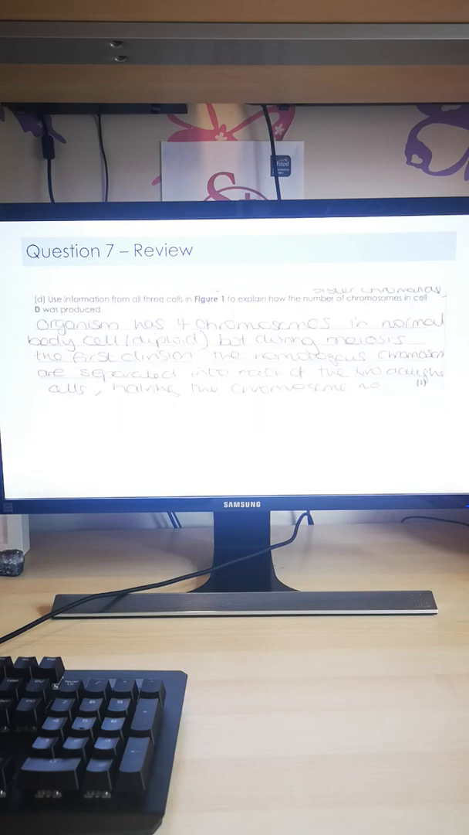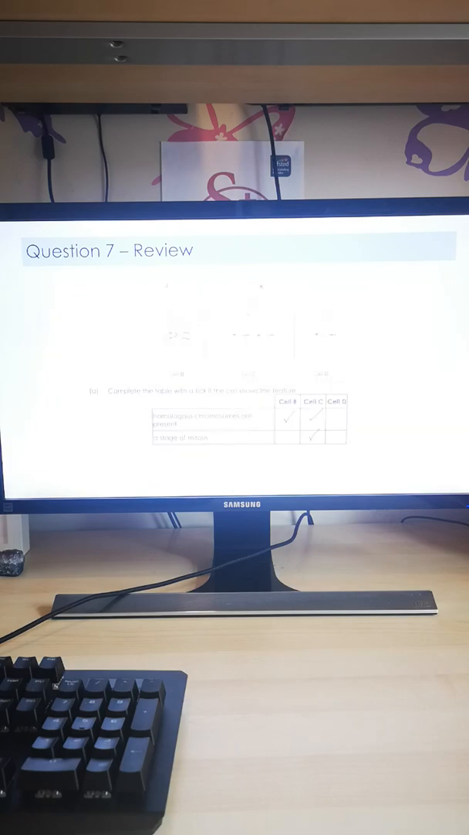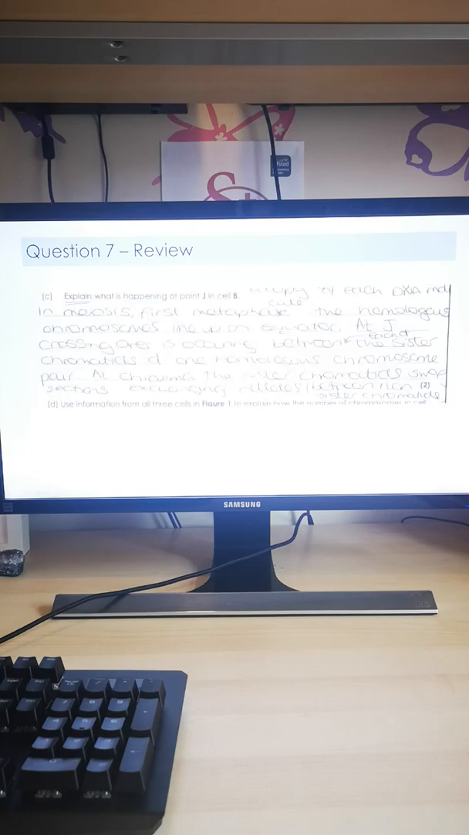Okay. Part D. Use the information in all three cells to explain the number of chromosomes in cell D. Okay, so cell D has 2 chromosomes, so we've had a halving of the chromosome number.